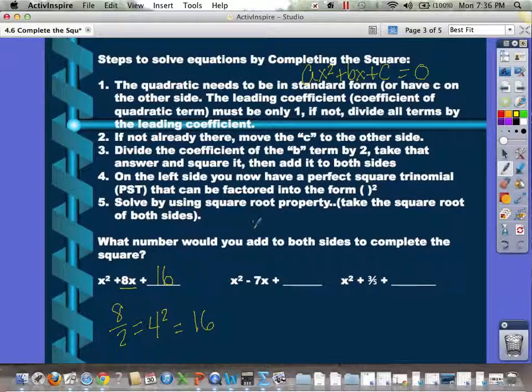All right, so this one I'm going to take 7 and I'm going to divide it by 2, which is 7 over 2, because that doesn't simplify. And then I'm going to square that, which makes 49 over 4. Don't forget, each thing inside the parentheses must be squared. So that's 49 over 4.